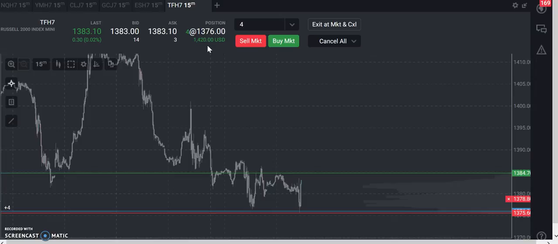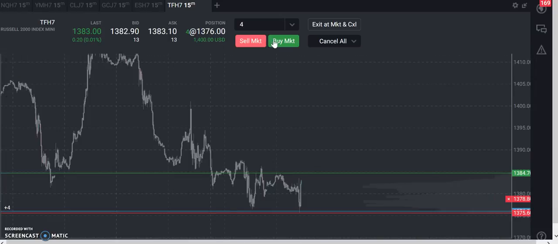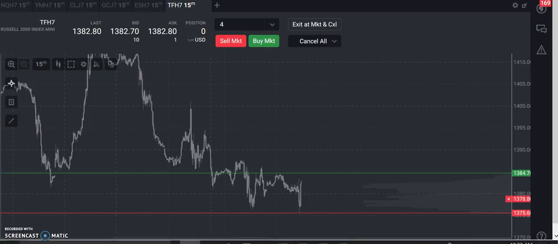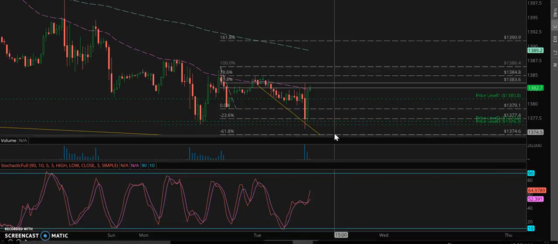Currently in a trade here on TF. You can see it's right around 1420. I'm going to take it off right now. So I'm long. I just got my sell to close filled. I wanted to highlight why I entered, why I closed out.